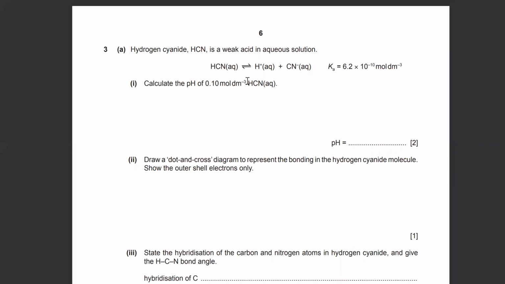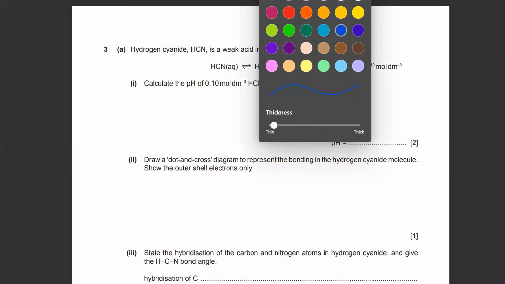This one is about calculating pH. Make sure you have a calculator with you. The question is, you have to calculate the pH of 0.1 mole per dm cube of this acid.